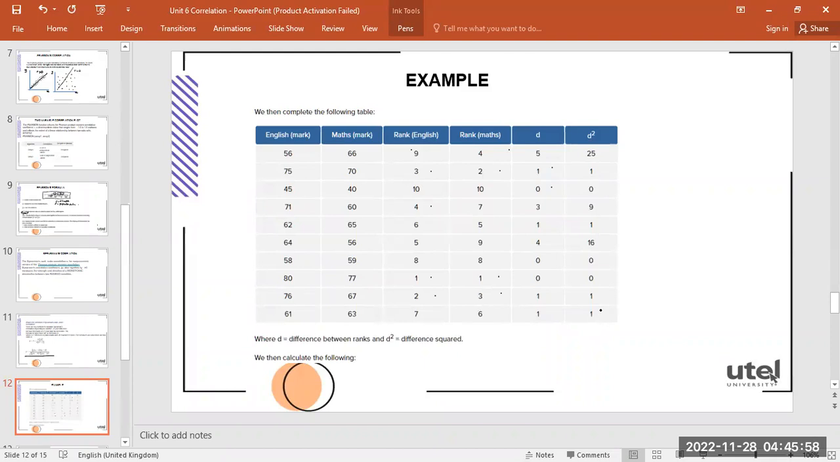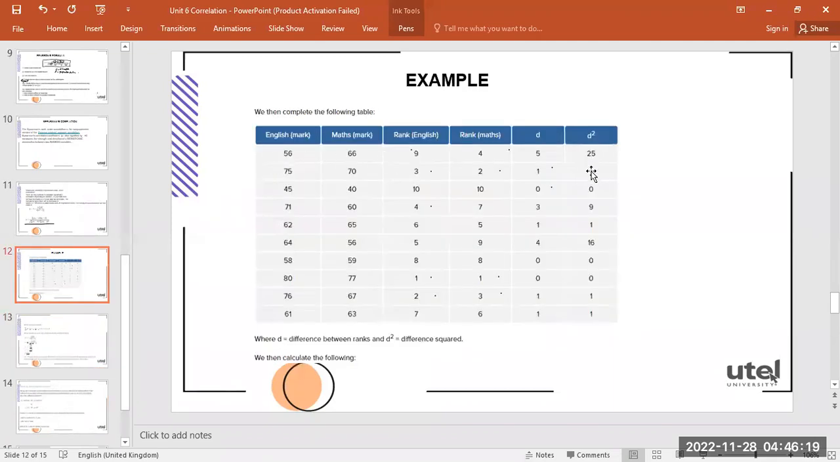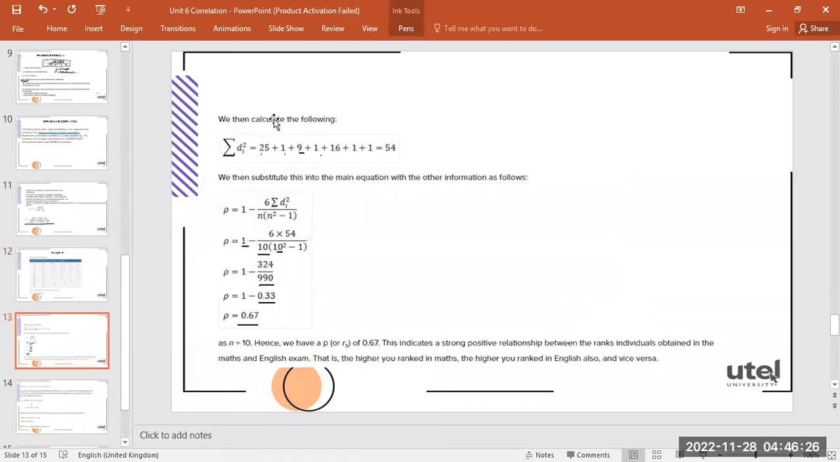Now, once you obtain all this data, all you need to do is neatly plug all this data into your formula. The first thing we did was find the summation of d subscript i squared, which is the summation of all these values that we have, 25 plus 1 up to 1. And this was exactly what we did here.